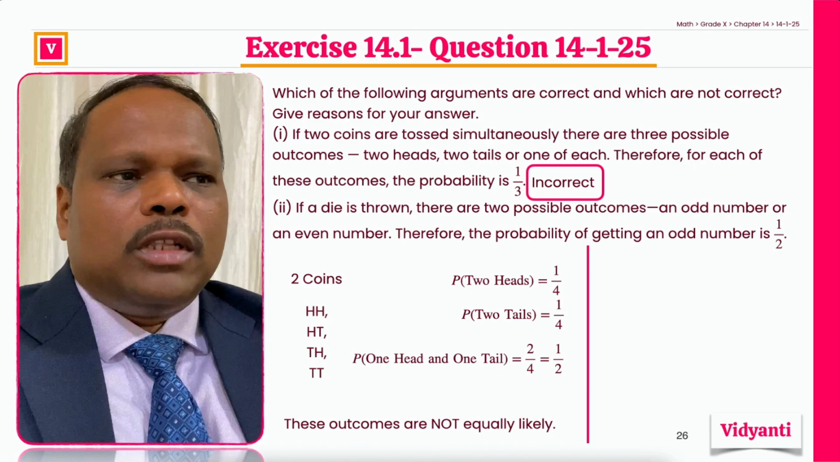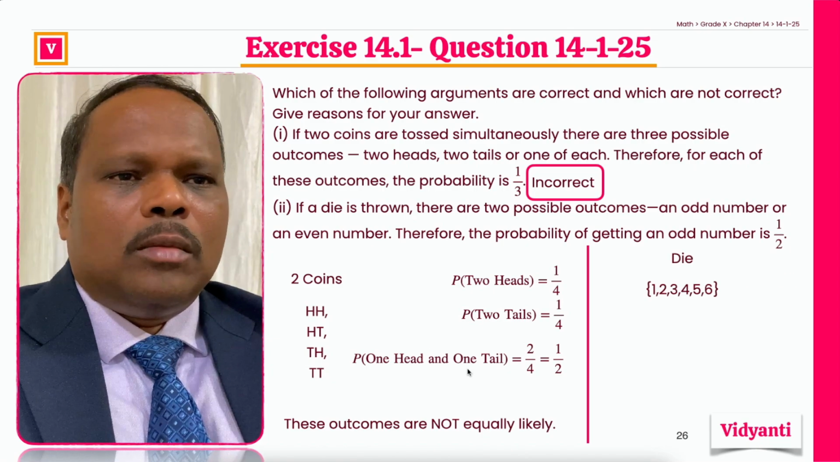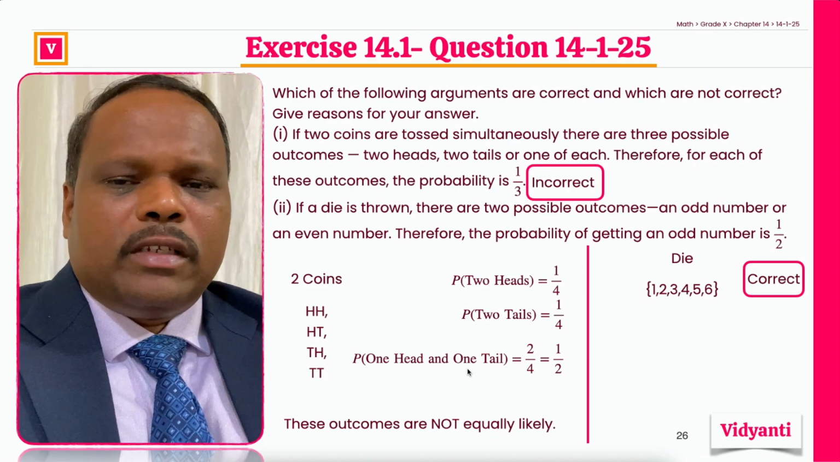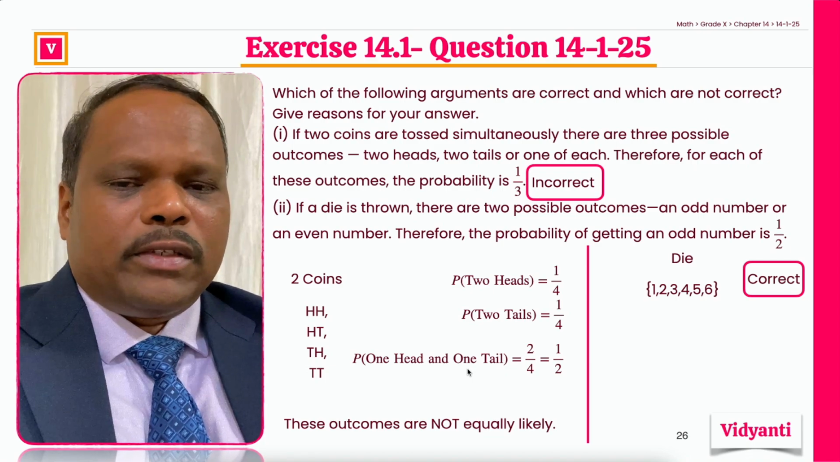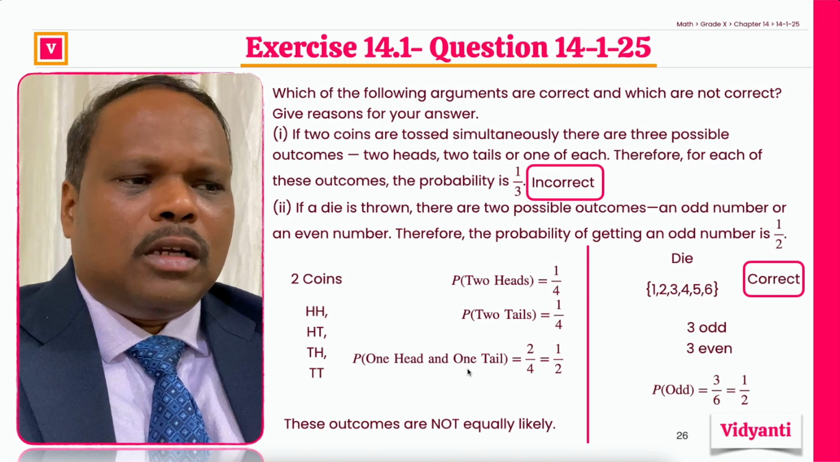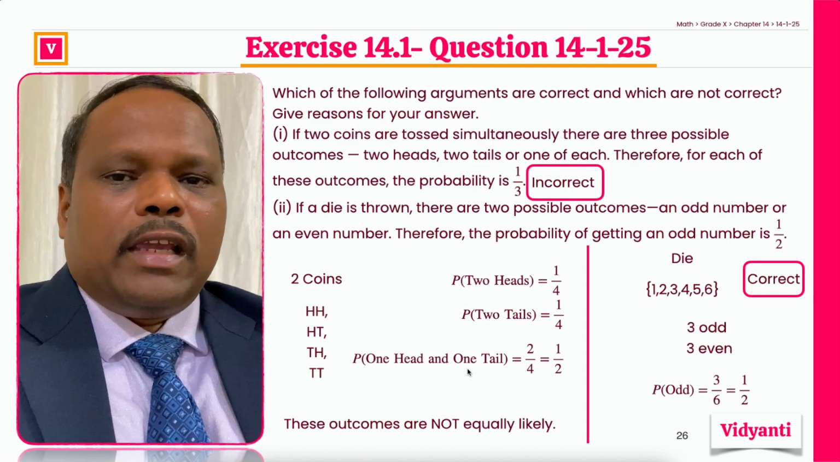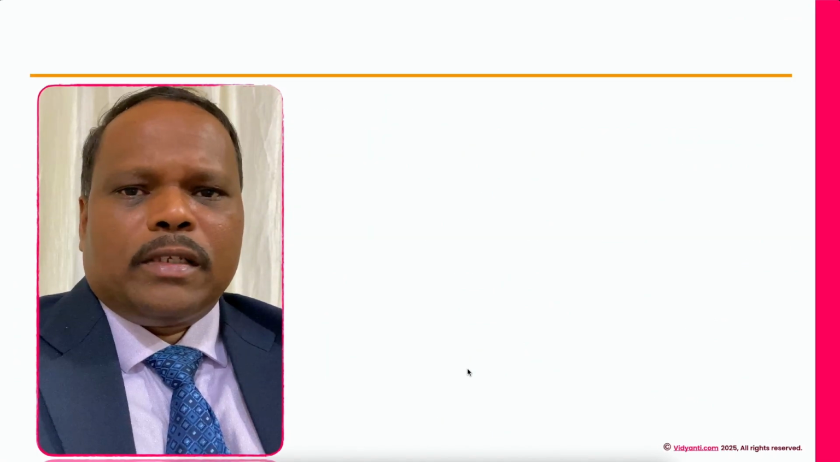If a die is thrown, there are two possible outcomes: odd number, even number. This is correct because odd numbers are 3 out of 6, and even numbers are also 3 out of 6. So you can say that getting an odd number or an even number are equally likely outcomes because their probability is the same.